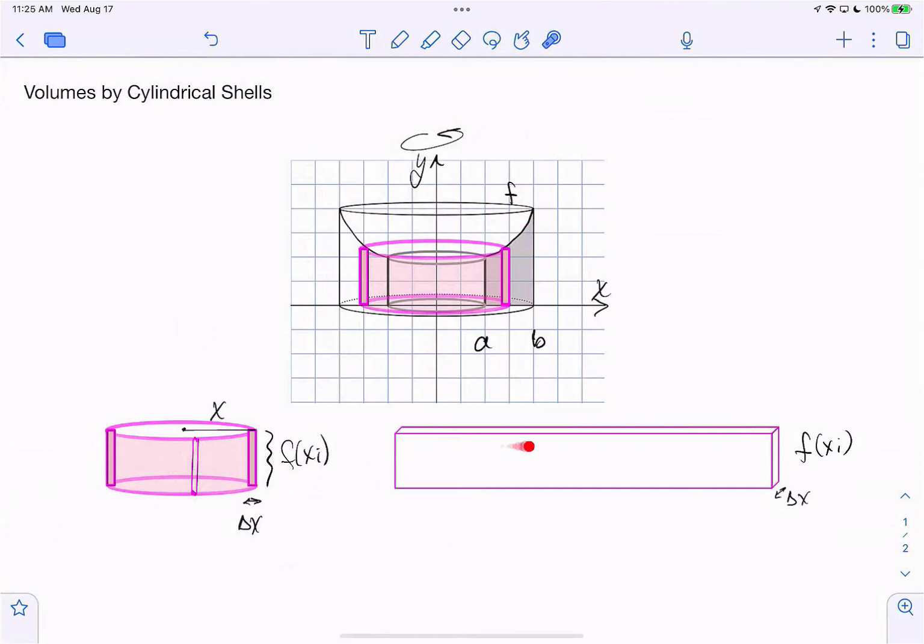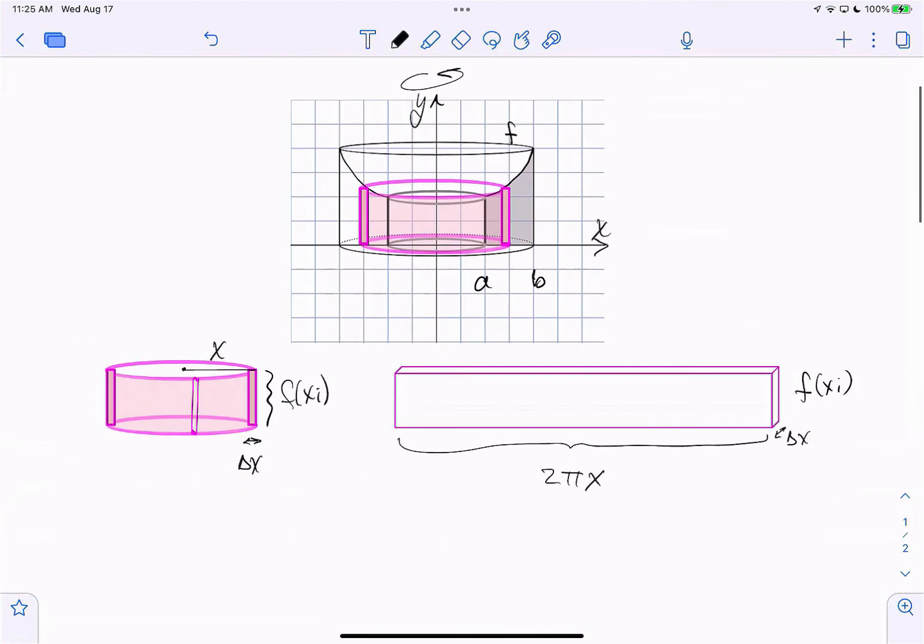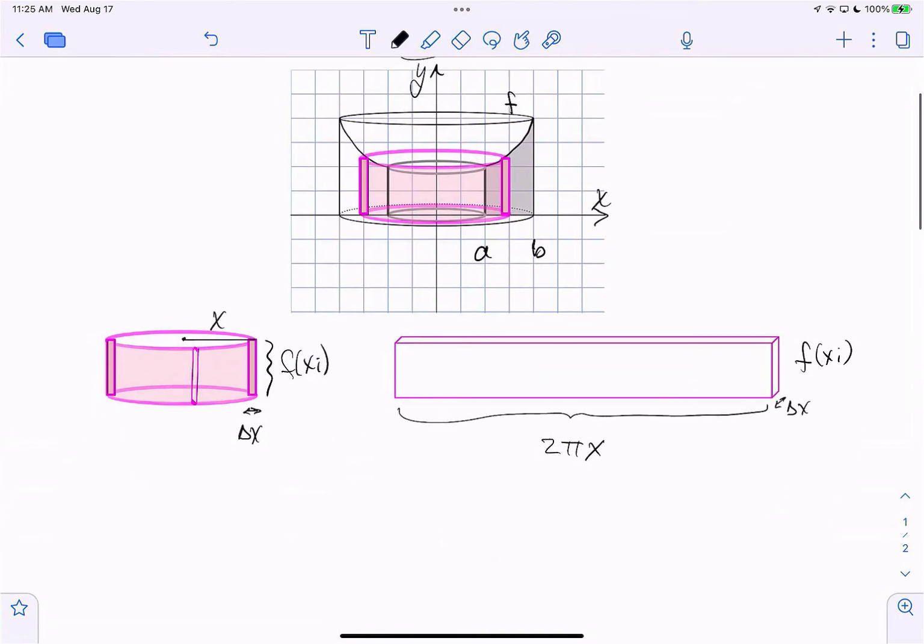The length of this entire wall would be based on the circumference of this circle. The circle has a radius of x, and so the length of this thing is 2 pi r, or I should say 2 pi x. Again, it's based on a circumference. So an incremental volume, or the volume of just this cylindrical wall, is going to be v sub i equal to 2 pi x f of x sub i times delta x.